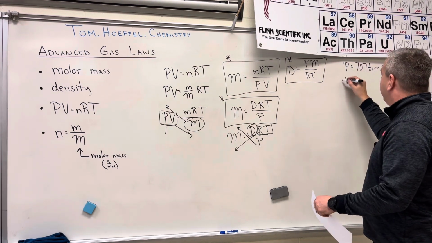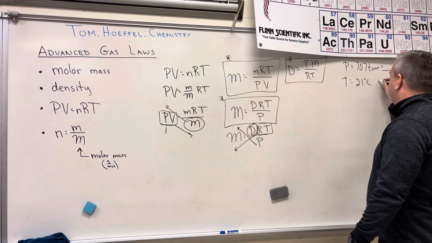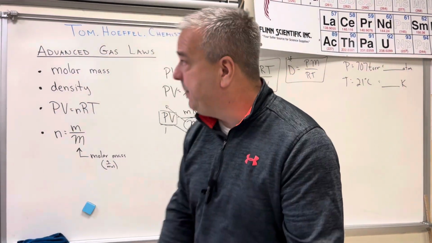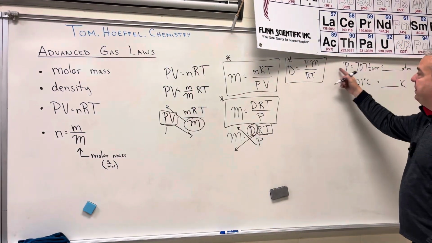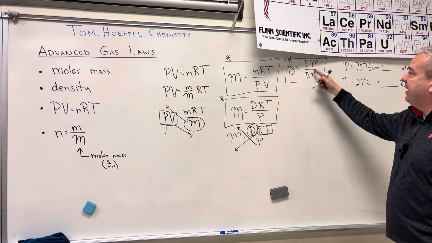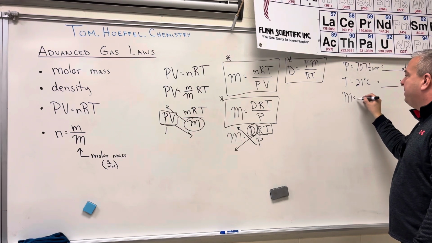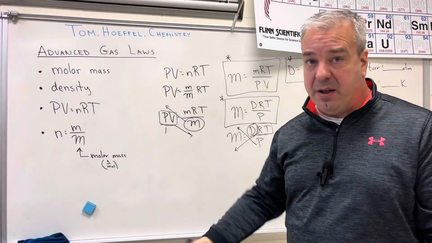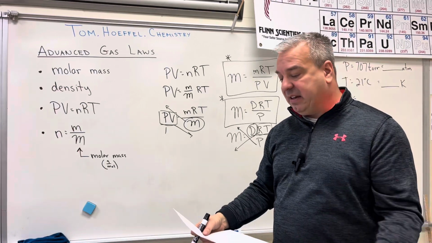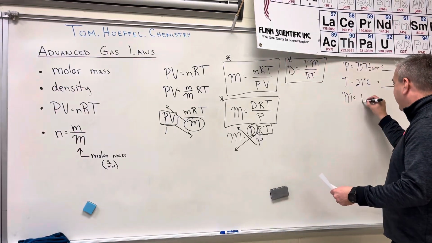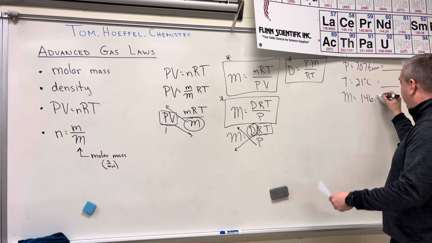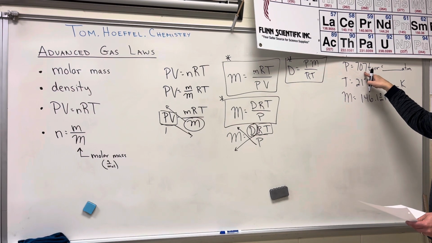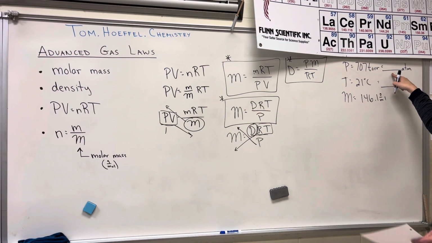I have the temperature at 21 degrees Celsius. Once again, I don't like that. I'm going to convert that over into Kelvin, and I'm going to plug them into the equation. So I'm going to have pressure, temperature, I have the R, and the only other thing I'm going to need is molar mass. So I have to calculate the molar mass of sulfur hexafluoride, which is 1 sulfur and 6 fluorines, and that has a molar mass of 146.1 grams per mole.